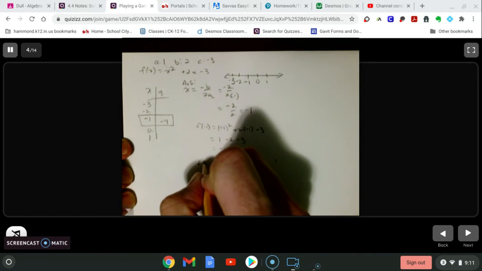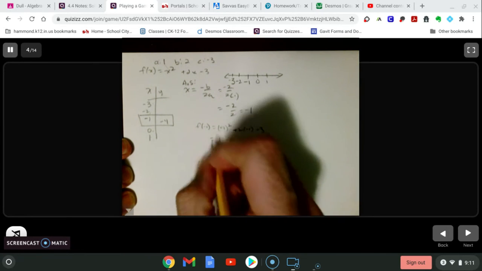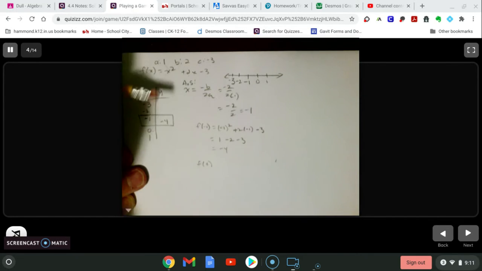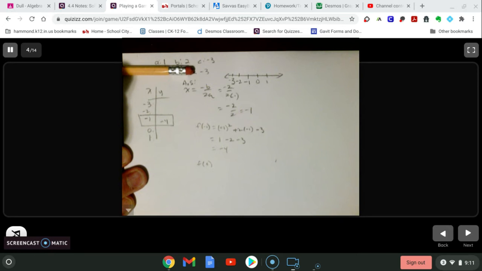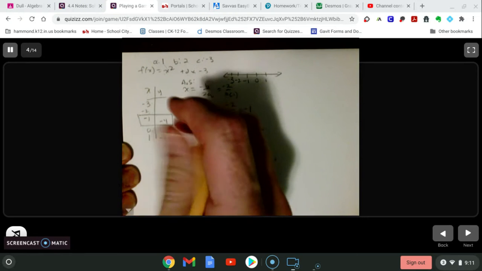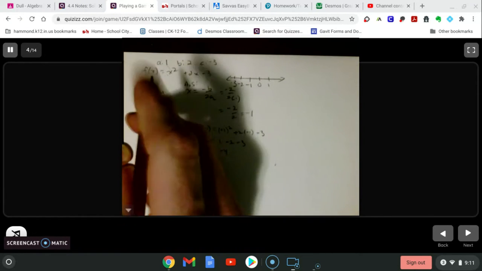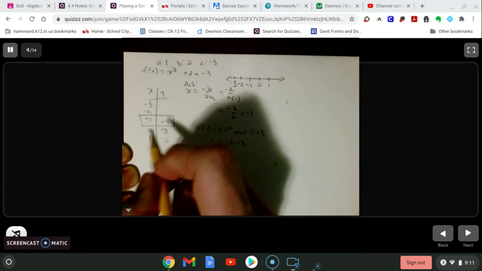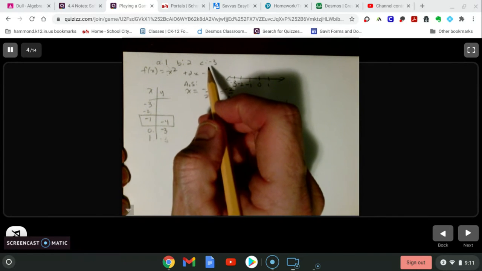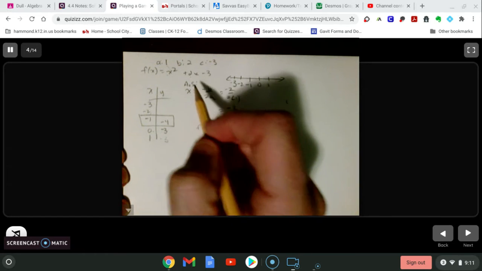So let's do f of 0 first. What happens when I substitute 0 in here? 0 squared is 0. 2 times 0 is 0. So when my x is 0, these first 2 terms are going to drop out. The whole expression is equal to whatever c is, which is -3. So we get a little bit of a freebie here. When x is 0, I don't even have to do the math on this. All I have to do is take a look and see what my constant is.